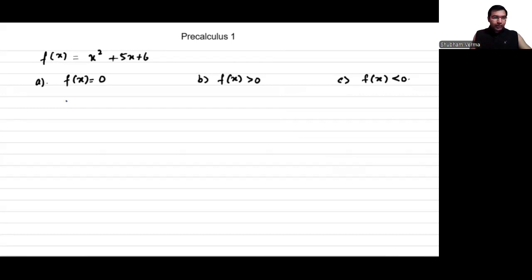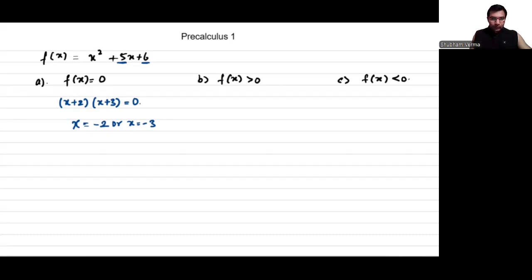Now, in order to answer when f of x is 0, we have two methods. Either I factorize this by splitting the middle term, or I do the completing the square method. Two numbers whose sum is 5 and product is 6 are 3 and 2. So I can simply write it as x plus 2 times x plus 3 equal to 0. Therefore, when I find the zeros, I get x equal to -2 or x equal to -3. So for the first bit, when f of x is equal to 0, you can use splitting the middle term or the completing the square method. If you are allowed to use a calculator, then well and good.